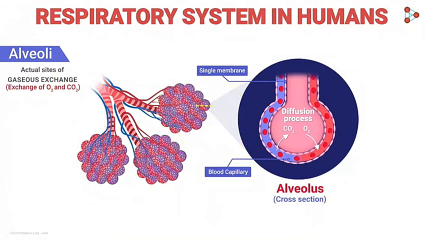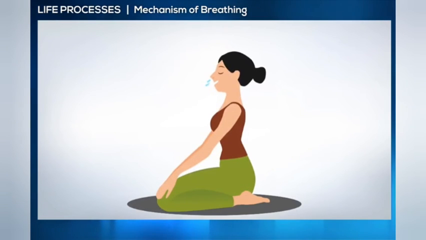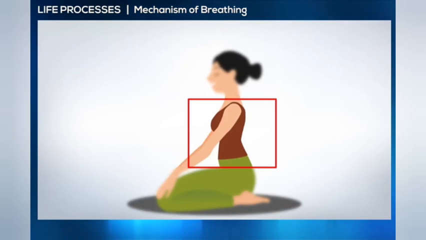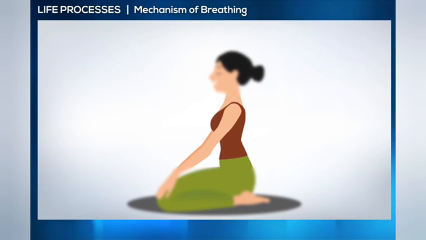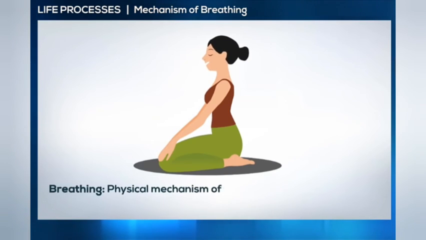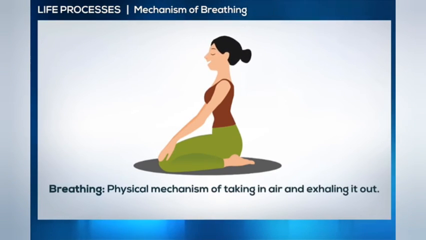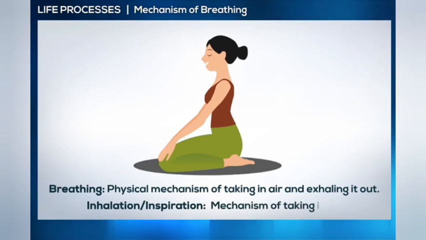Now that we know how the components of the respiratory system present inside the lungs work, have you observed the movement of our chest region or belly when we breathe? That slight inward and outward movement. Why does that happen? Well, breathing is a physical mechanism of taking in air and exhaling it out of the body. This process involves two main steps. The first step is inhalation or inspiration. This is a physical mechanism of taking in air.